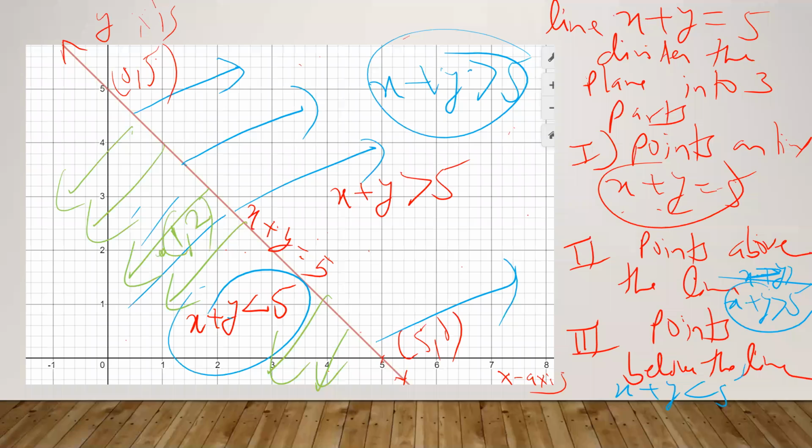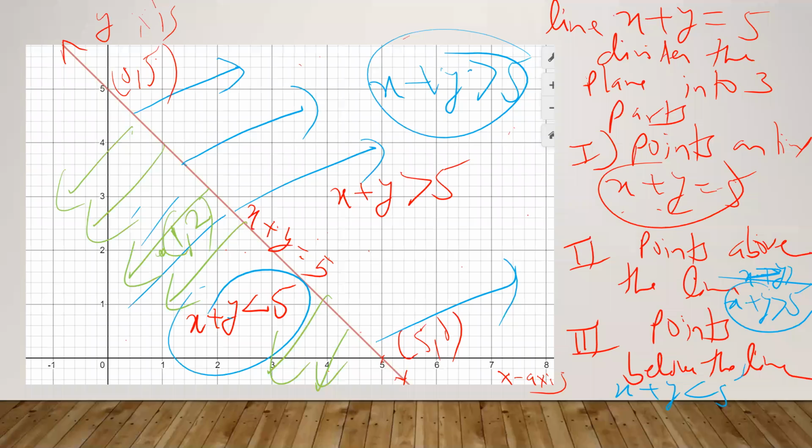So what we have observed is that all the points on the line will satisfy x plus y equal to 5. All the points which are above the line will satisfy x plus y greater than 5. And the points which are below the line, that means in this region, will satisfy x plus y less than 5. Okay.